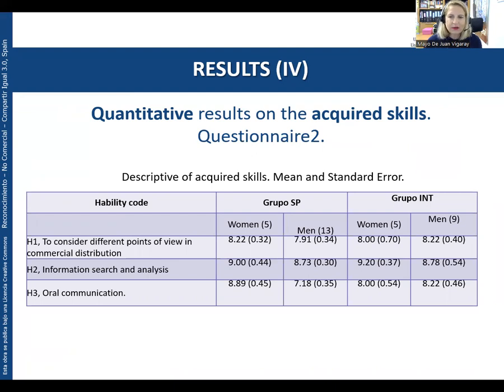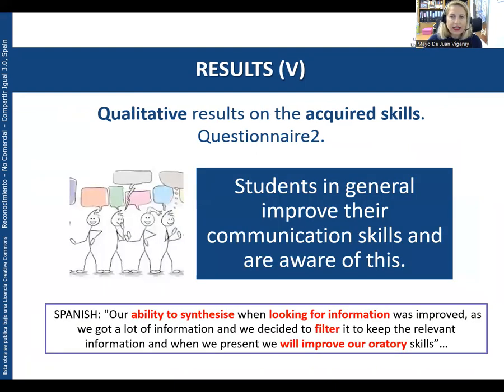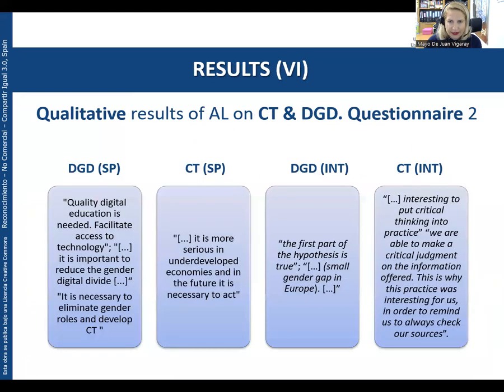The other 2 skills obtain similar evaluations in importance, and H1 was 8.22 for women and 7.91 for men. No major differences between Spanish and international groups. The students, in general, improved their communicative skills and were aware of this. Here, I show some examples of their reflections on the DGD and CT.